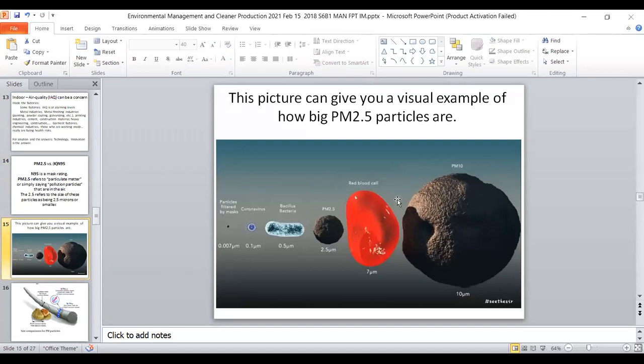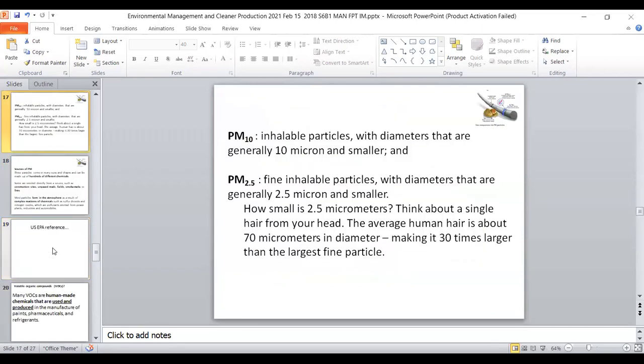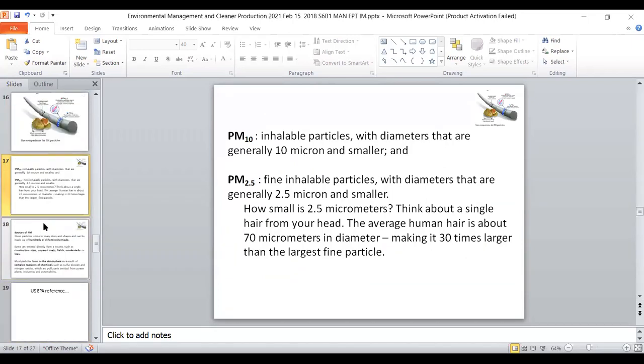PM 10 is 10 microns. See the blood cell size. This is 2.5, smaller than a blood cell, so this can easily go into the body. Bacteria are even smaller, and the coronavirus is 0.1 micron, but still this can be managed with N95, which has the same performance as surgical masks. You can explore those about the masks.